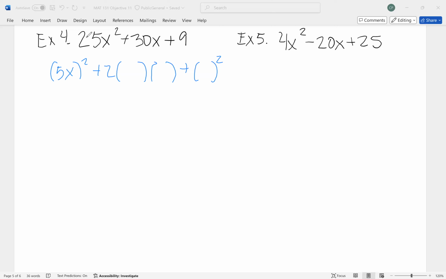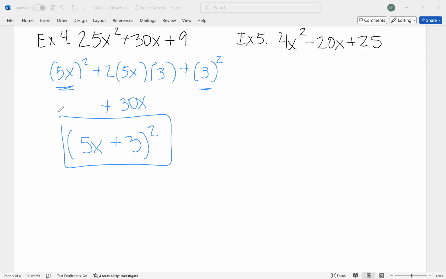25x, we could break that up to be 5x. 9, of course, we could break that up to be 3. So that middle term, we would have to have 2 times 5x times 3, which is plus 30x, okay? So that means that the 5x and the 3 is what we need. 5x plus 3 squared, okay?